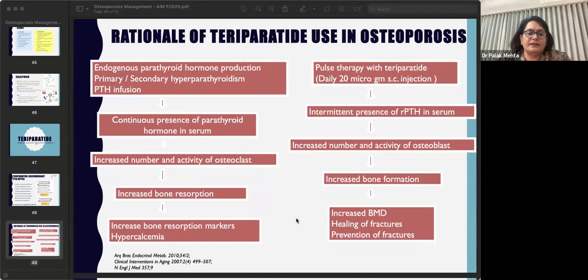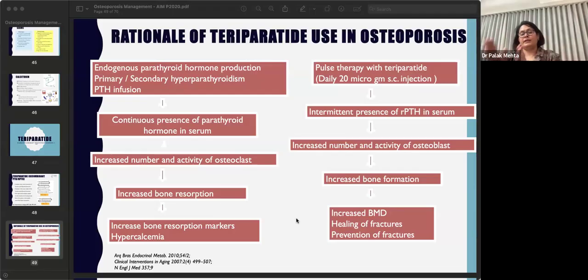So what is the rationale? With endogenous parathyroid hormone production, that is primary or secondary hyperparathyroidism, there is continuous presence of parathyroid hormone in the serum, which increases the number and activity of the osteoclasts, and increases bone resorption markers, and eventually it leads to hypercalcemia in the blood.